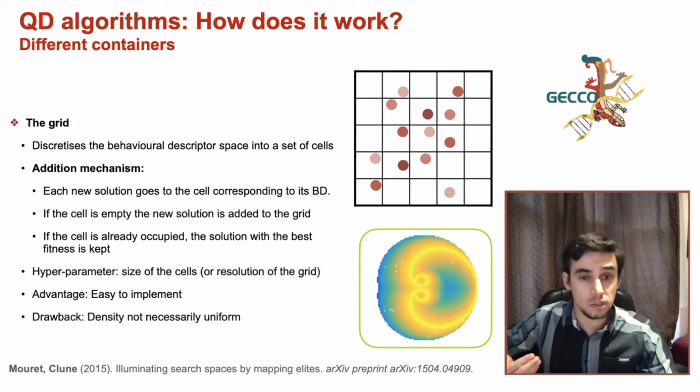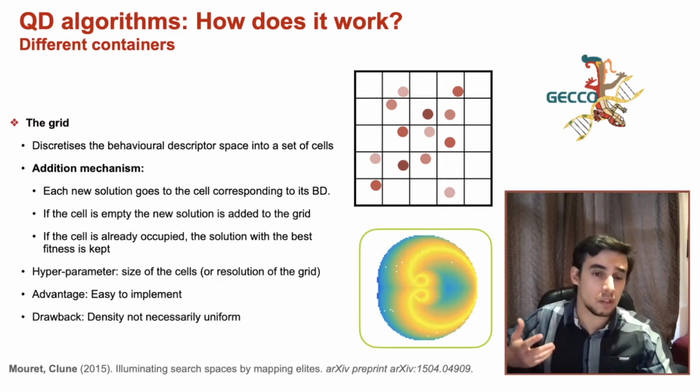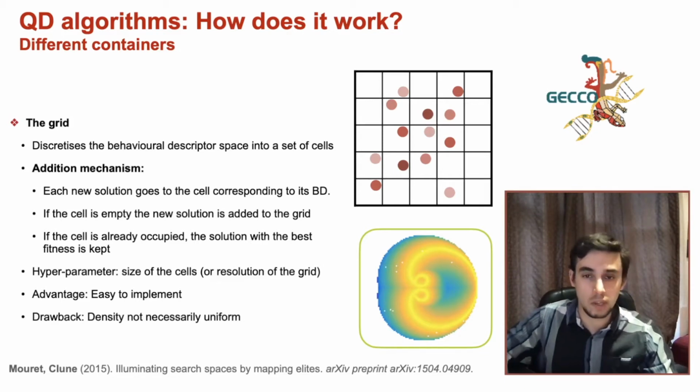And that's good news, because this means that we improve the quality of the solutions contained in the archive. So in terms of hyperparameters, we just need to define the size of the cells, or the resolution of the grid. It's a quite good advantage that it's very simple to implement, but the drawback is that you have no way to ensure uniform density of the solutions. For instance, we can have two points that are quite close to each other because they are just on each side of the same boundary, which might sometimes be problematic.